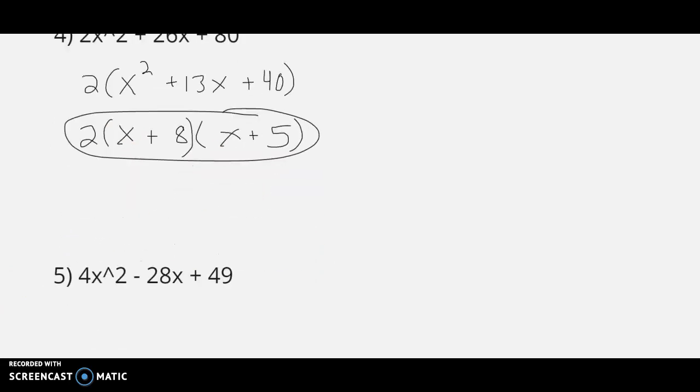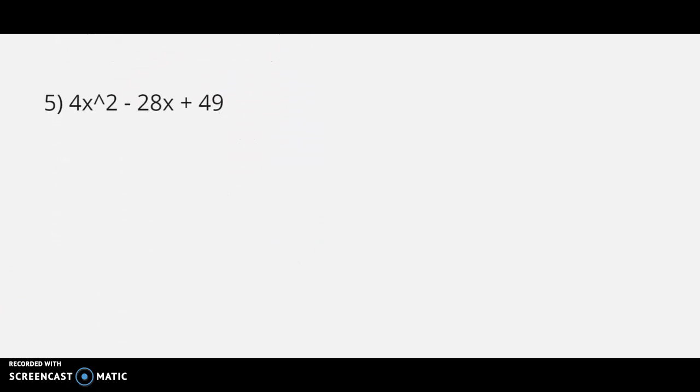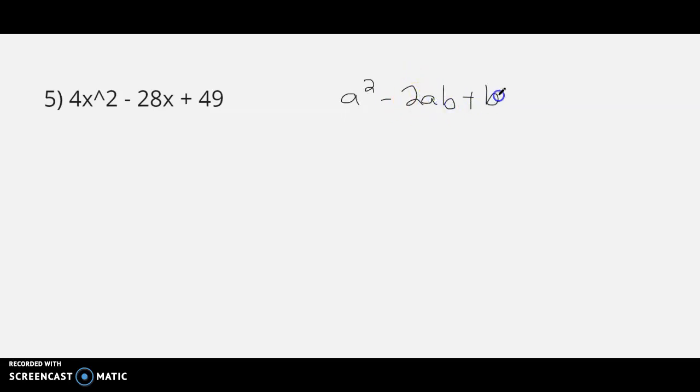Alright, next up, last one. 4x squared minus 28x plus 49. This is actually a perfect square trinomial. We can notice it's a perfect square trinomial if it looks like this. Okay, we can sort of verify that. The first clue is there's a perfect square at the beginning and a perfect square at the end. It does have the same format.